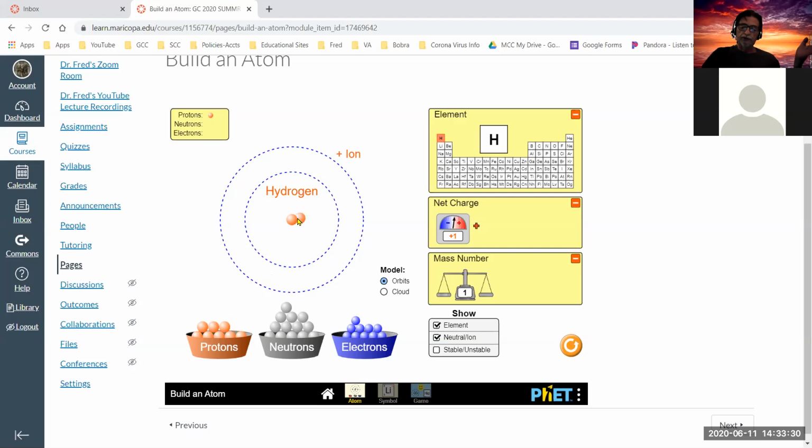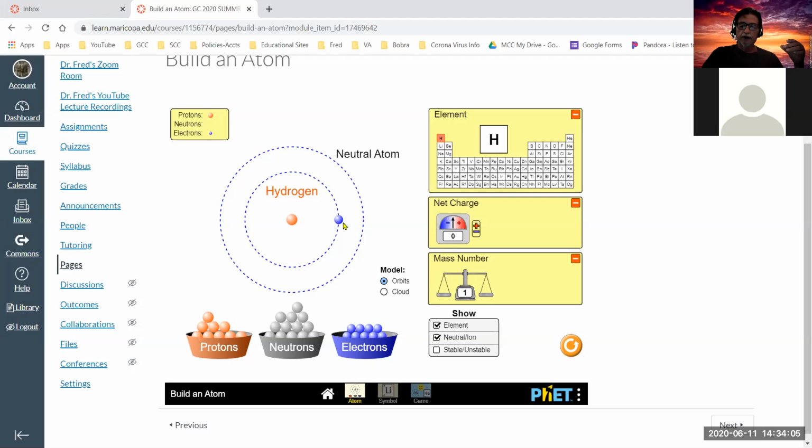Remember, the proton defines the element. So if I continue to add protons, I'm making different elements. Okay, so let's take some off. Now we've got hydrogen. Now if I grab an electron and put it on the outside dotted circle, guess what? It goes on the inside, because this is the first energy level, the 1s1.